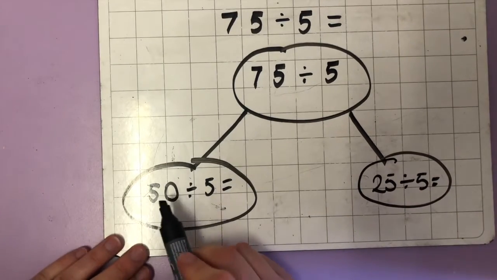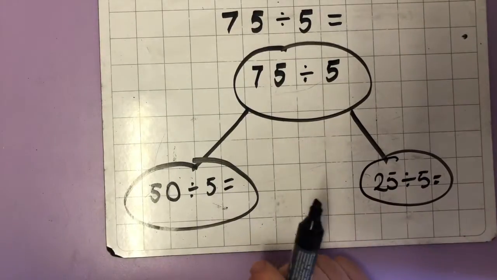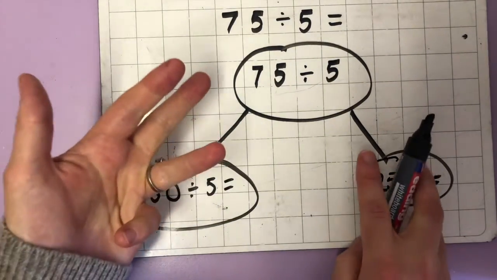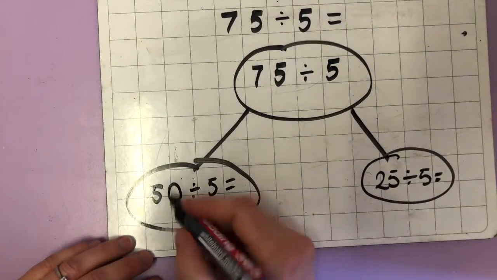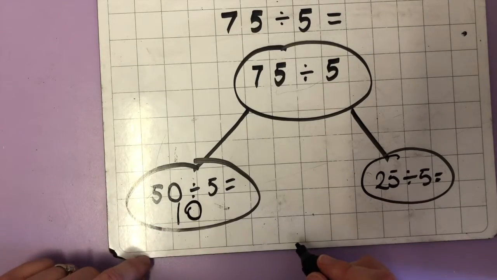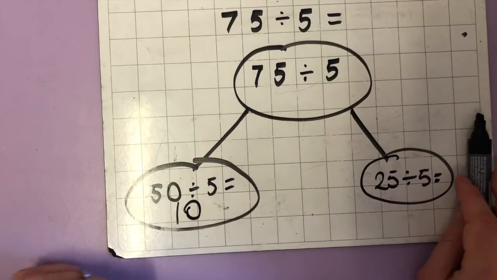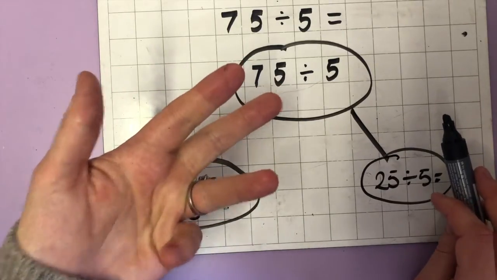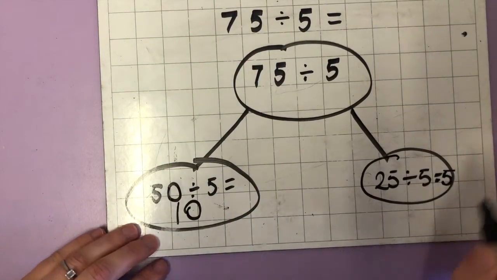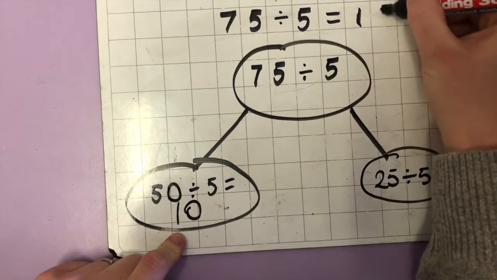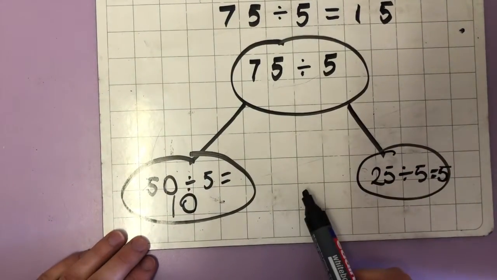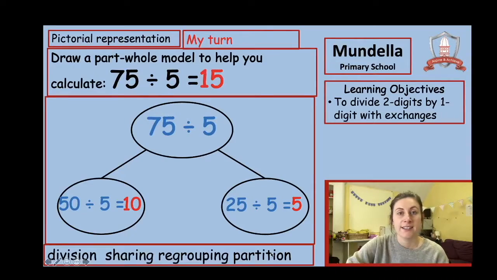So now I can have a go. So 50 divided by 5, I'm going to count up in 5s. 5, 10, 15, 20, 25, 30, 35, 40, 45, 50. 50 divided by 5 is 10. 25 divided by 5. 5, 10, 15, 20, 25. So now I can put them both together. So 10 and 5 is 15. So 75 divided by 5 is 15. So I split my number to make it easier to divide, and the answer was 15.